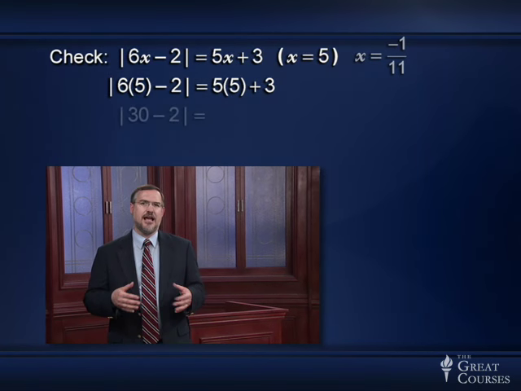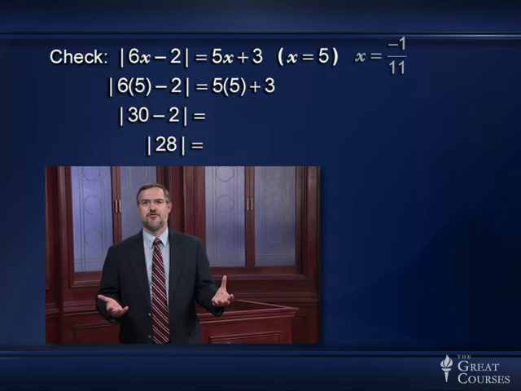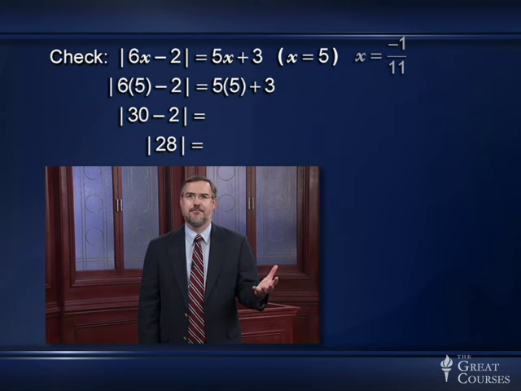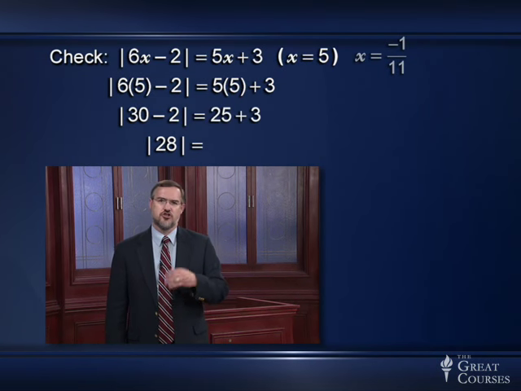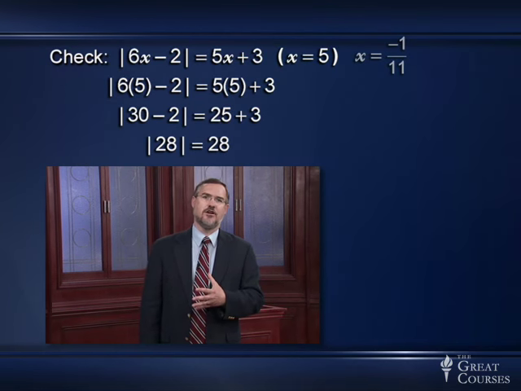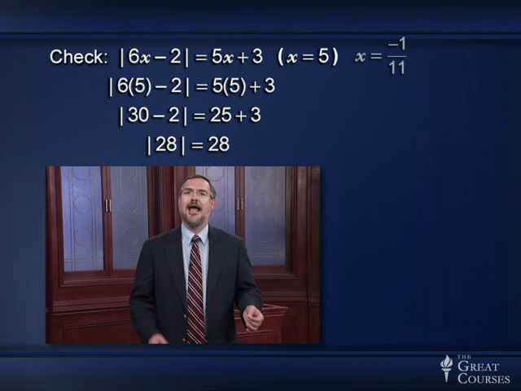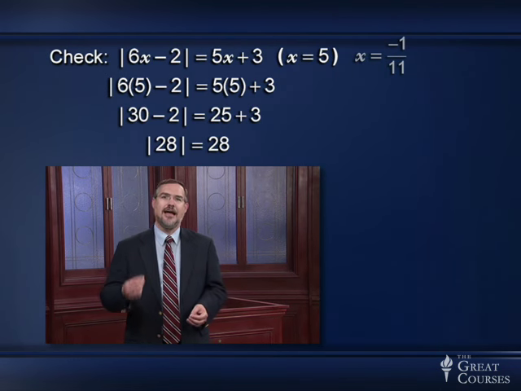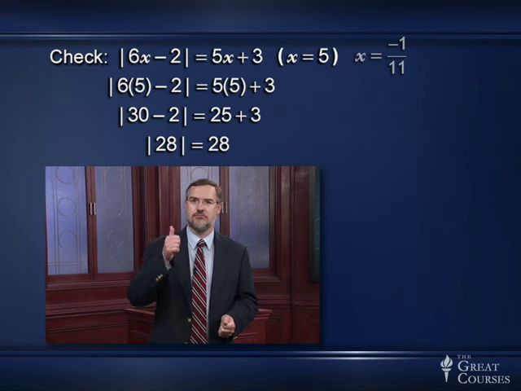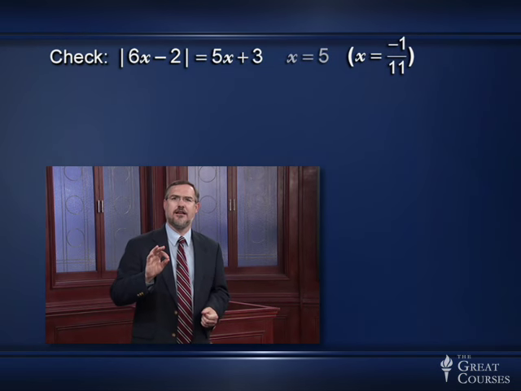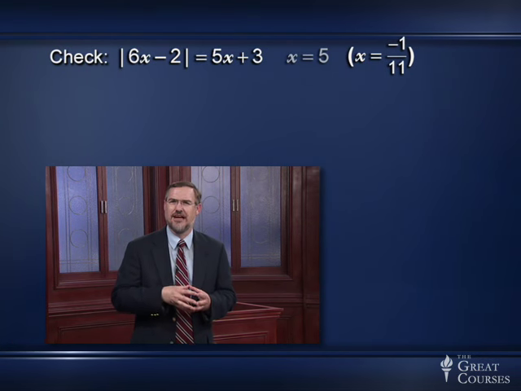On the left-hand side, I'm going to have absolute value of 30 minus 2, which of course is absolute value of 28, which is just 28. On the right-hand side, I have 5 times 5 plus 3, which is 25 plus 3, which is 28. And that means that the left-hand side and the right-hand side are both 28. And that's true, and therefore, x equals 5 really is a solution of the original equation. That's good to go.